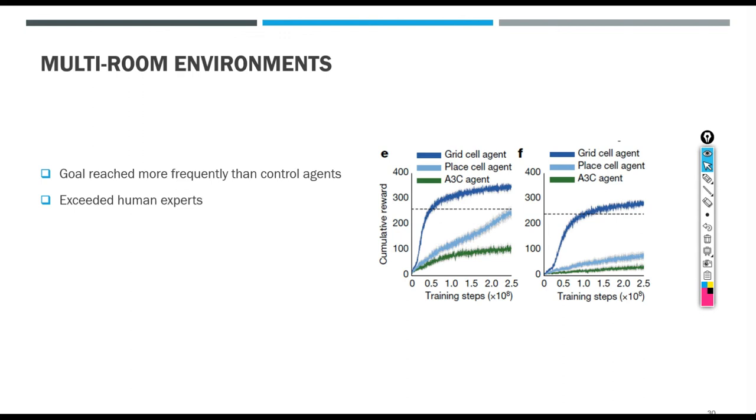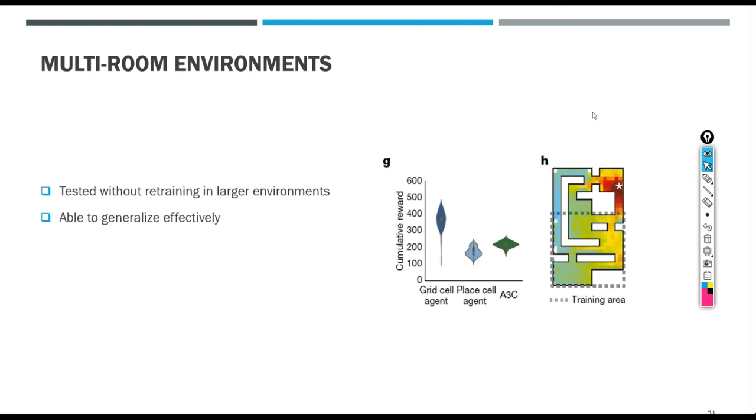Here we can see that the agent was able to reach the goal more frequently than the control agents or human experts. Human experts are thought of as a typical benchmark for the performance of deep reinforcement learning agents in game playing scenarios. Here the agents were tested without retraining in a considerably larger environment than the environments they had seen previously. The grid cell agent was able to generalize to the larger environment effectively without being explicitly retrained.